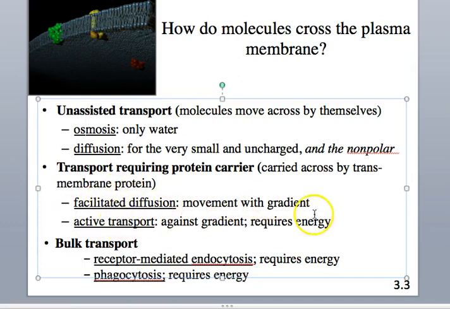We're going to talk about what this moving with or against the gradient means, but you'll notice anytime you're moving against the gradient, you require energy. So we're going to talk about that. And then there's bulk transport, where you're moving a whole bunch of stuff inside or outside of the cell.